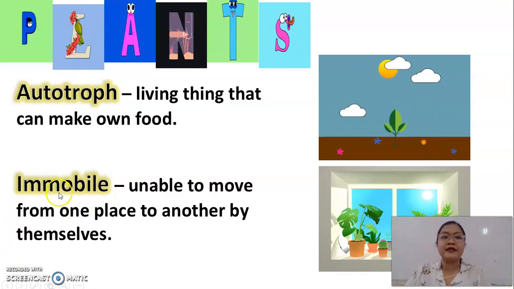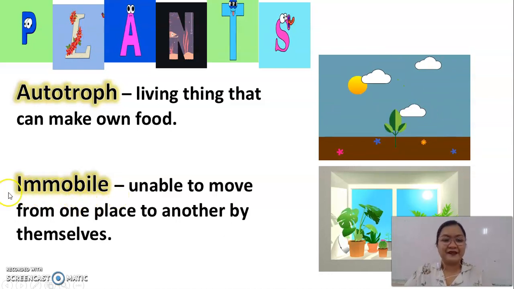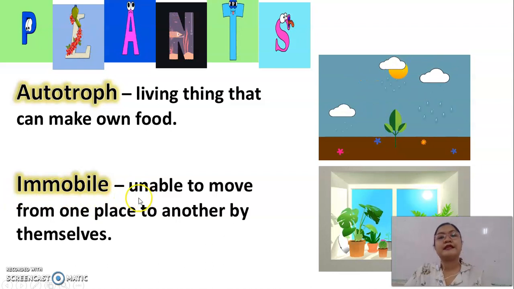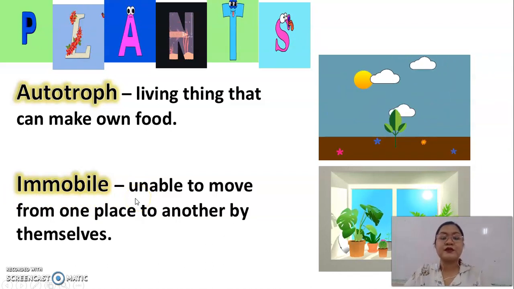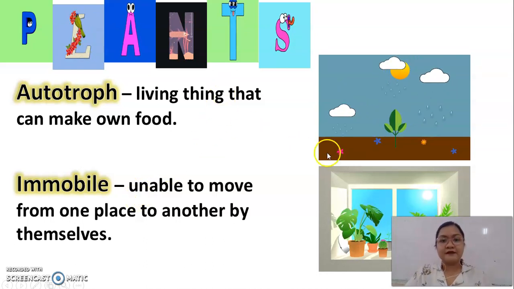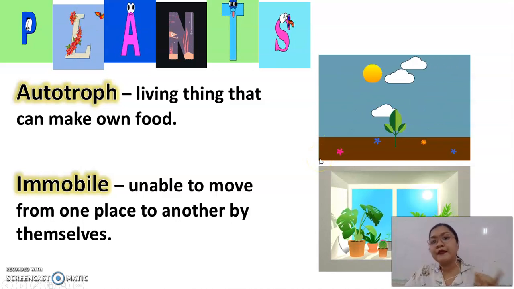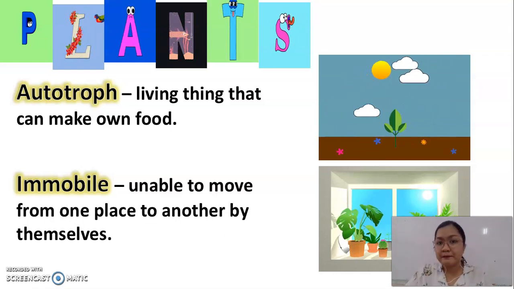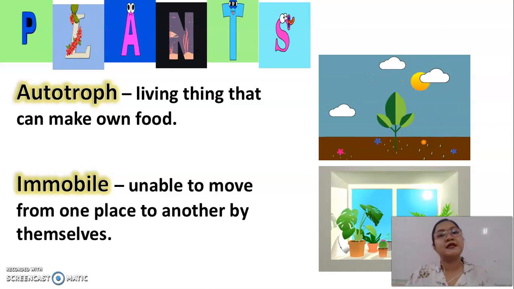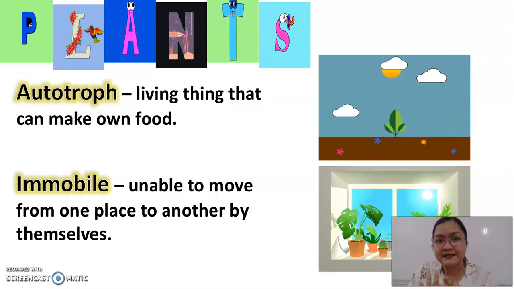Okay, next. Autotroph or plants is what we call as immobile. Again, everybody, can you say immobile? Very good. Immobile, these are the living things that are unable to move from one place to another by themselves. These are the living things that cannot walk, cannot run, cannot dance, or cannot sing. They just stay in one place. For example, trees, flowers, vegetables, and plants.